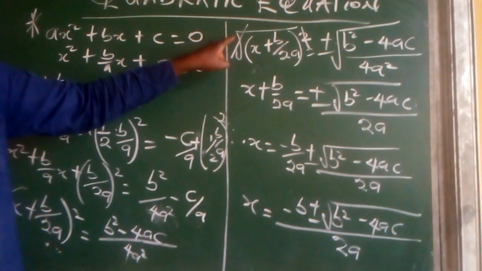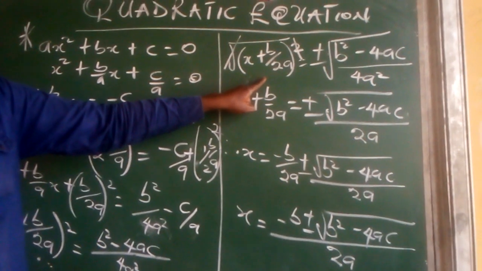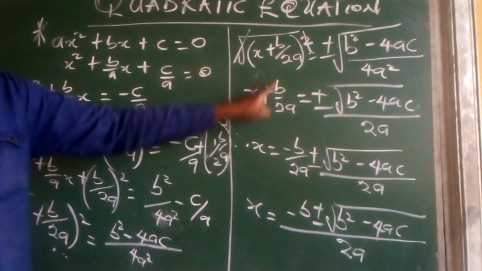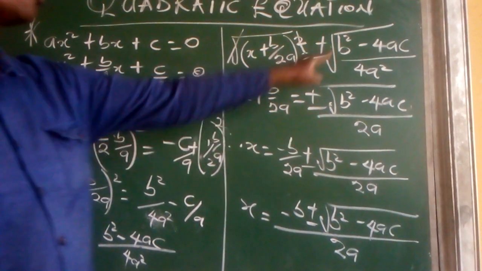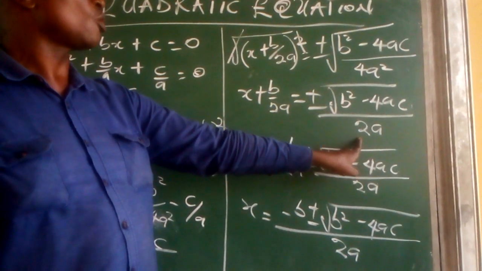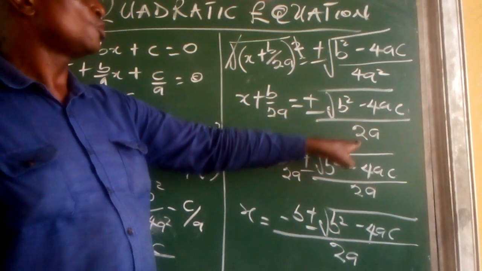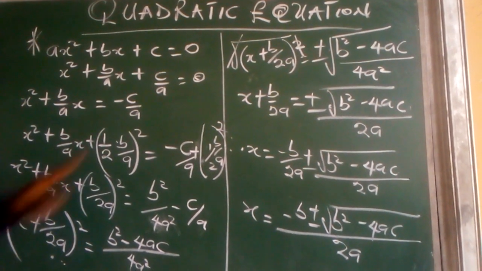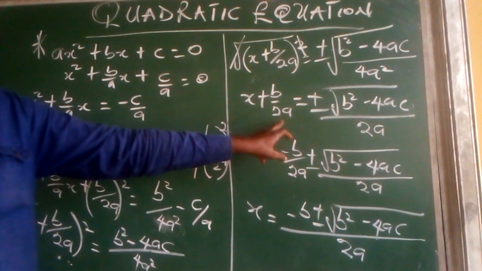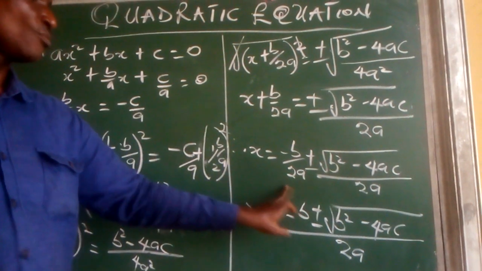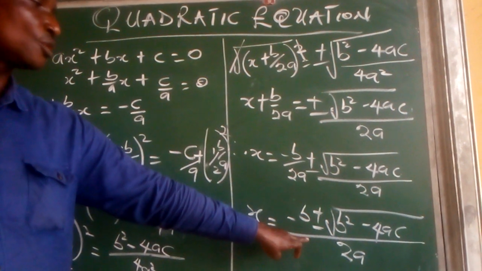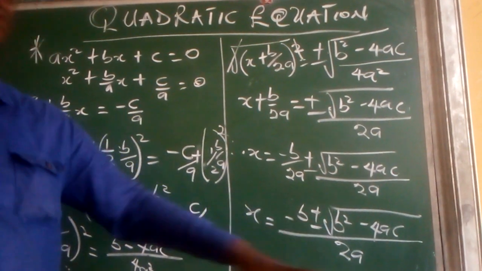This square cancels this square root, and you have x plus b over 2a equal to the root of b squared minus 4ac all over 2a, because the square root of 4 is 2, and the square root of a squared is a. Then furthermore, we have finally the LCM of this and this is 2a. That is why we are having 2a here. So that gives us minus b plus or minus the root of b squared minus 4ac all over 2a.